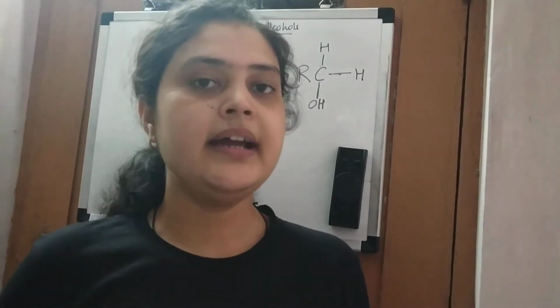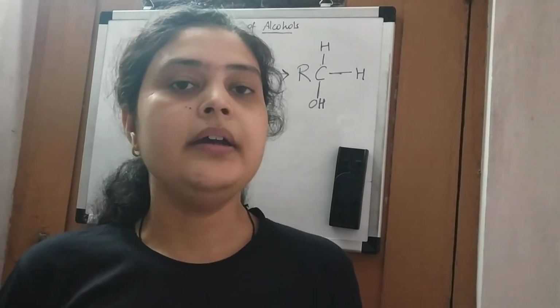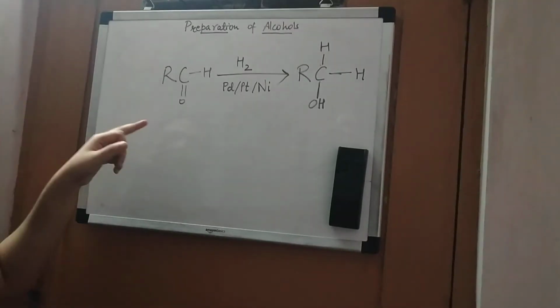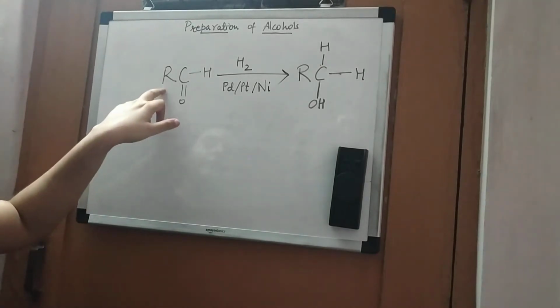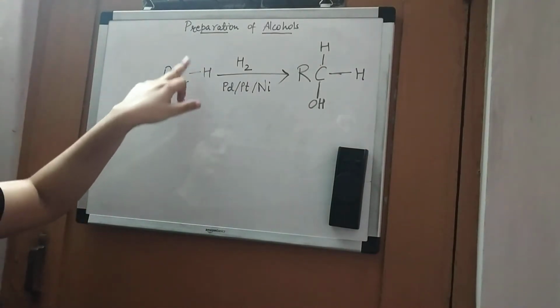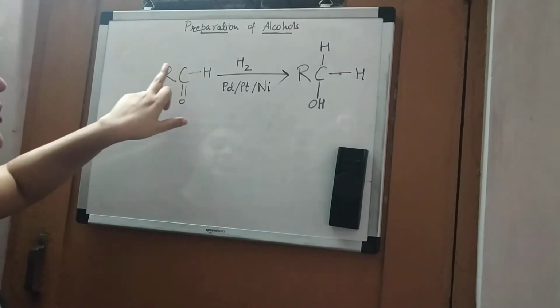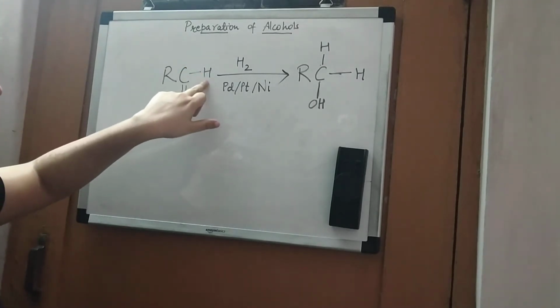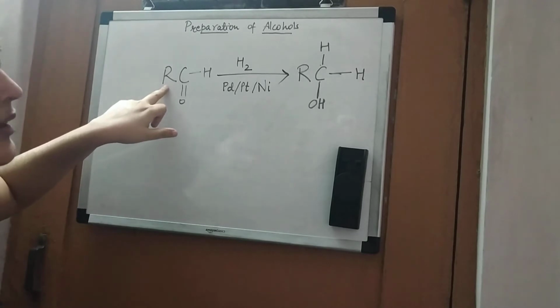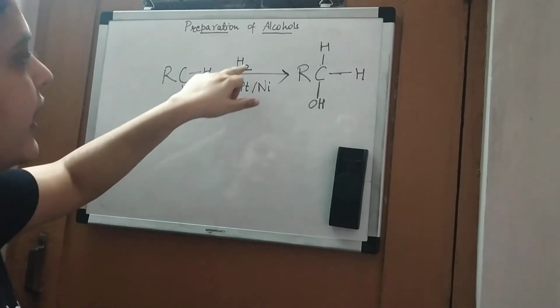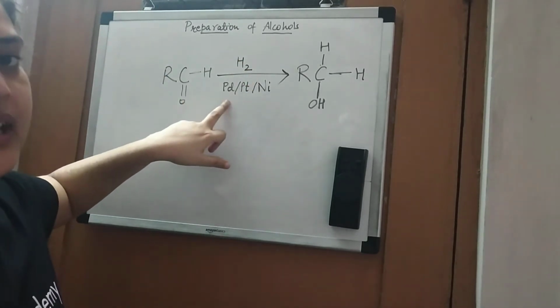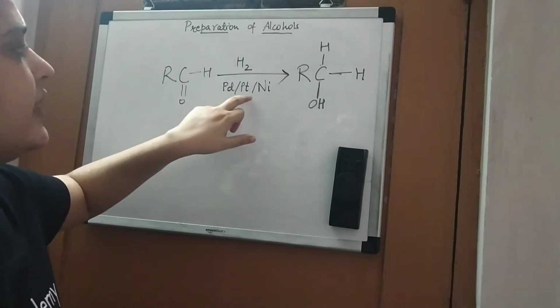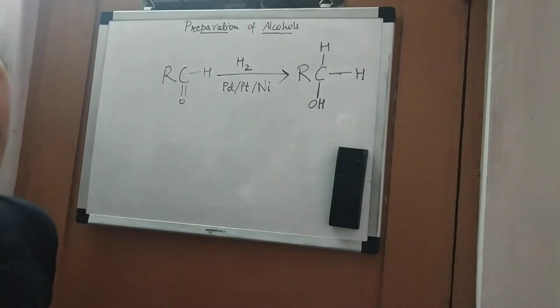Aldehydes and ketones are converted, or reduced, to alcohol by catalytic hydrogenation. So what is catalytic hydrogenation? We can see here, this is an aldehyde, RCO double bond O, this is the carbonyl group, and H. This group C double bond O H is the aldehyde group and R is the alkyl group. When we add hydrogen H2 in the presence of catalysts like palladium, platinum or nickel, then we get alcohol.